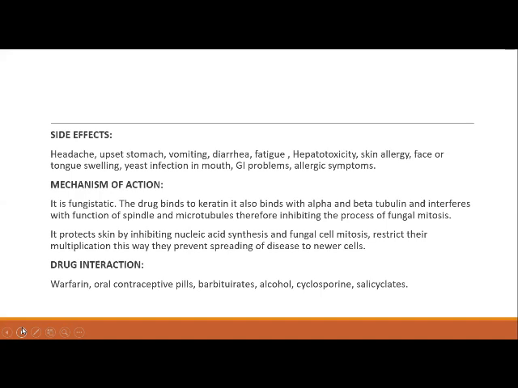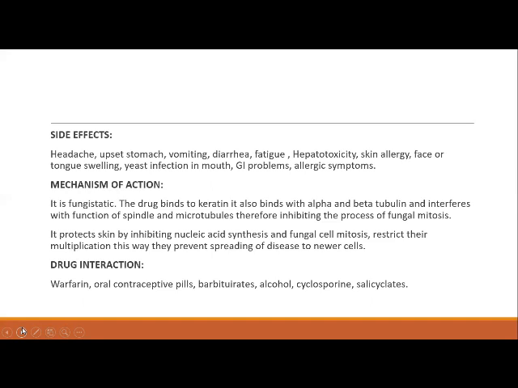As for the side effects of Griseofulvin, it's actually quite a safe drug as compared to the rest of the antifungal medicine. The only inconvenience is that it's a long duration of use. So coming back to the side effects, most common side effects are headache, upset stomach, vomiting, diarrhea, fatigue. The more severe ones include hepatotoxicity, skin allergies, face and tongue swelling, yeast infections of mouth, and other allergic symptoms.